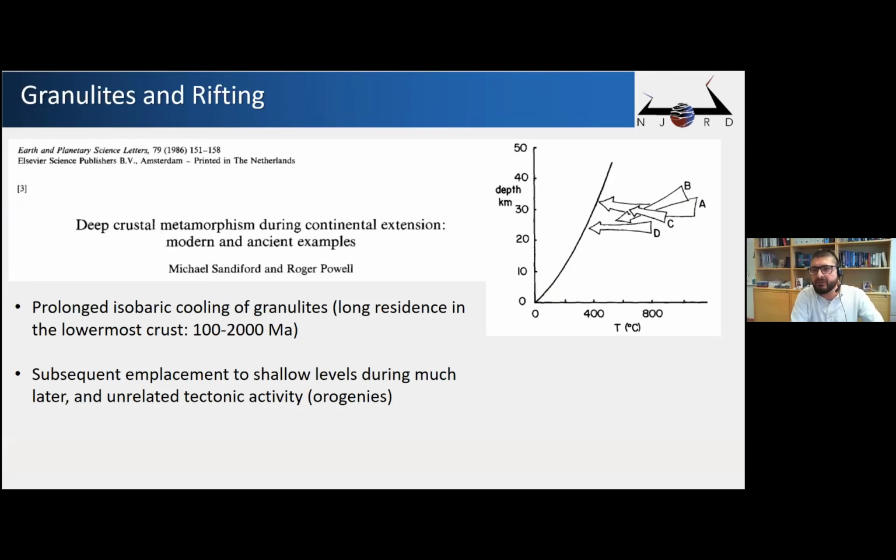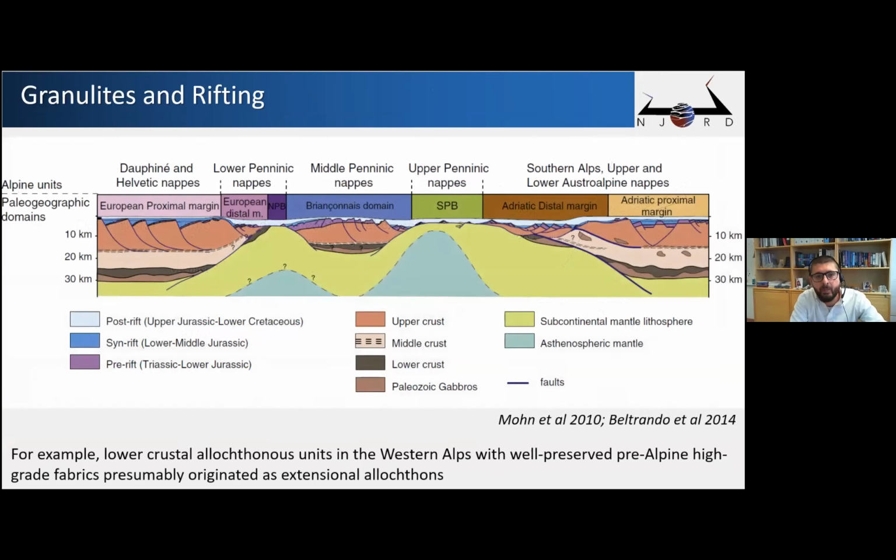Okay, let's get back to rifting. It has been well known for decades, really, that high-grade metamorphism, granulite facies, including partial melting, occurs in the lower crust during rifting due to lithospheric thinning and the establishment of a high-temperature geothermal gradient. So granulites that develop in this way tend to be characterized by long residence times in the lower crust at fairly constant pressure. So they are called isobarically cooled granulites, prior to their emplacement or possible emplacement into orogenic wedges during much later events.